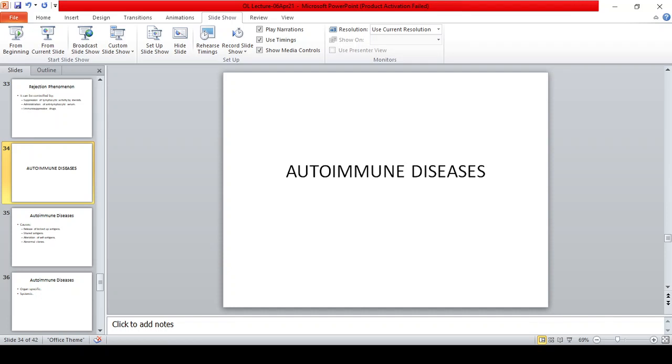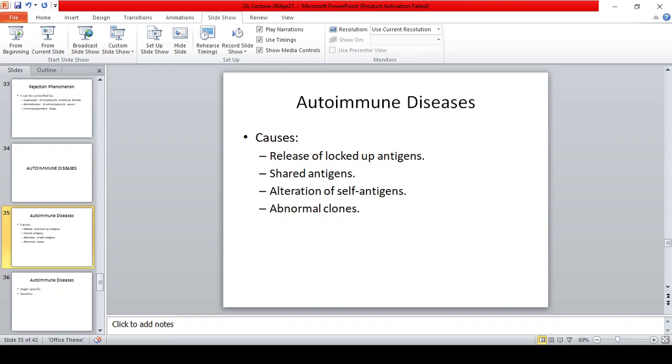Now, these autoimmune diseases result when the body starts producing autoantibodies to its own tissues. So the causes of autoimmune diseases may be the release of locked up antigens, shared antigens, or alteration of self antigens, or presence of abnormal clones which have not been destroyed during the pre-processing of the lymphocytes.